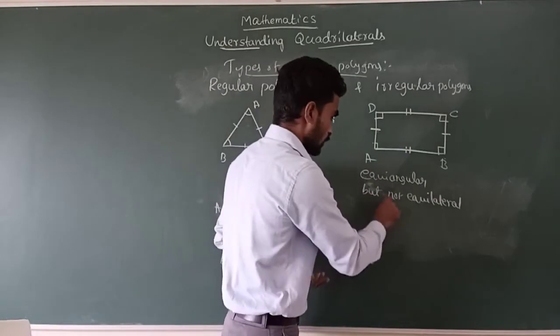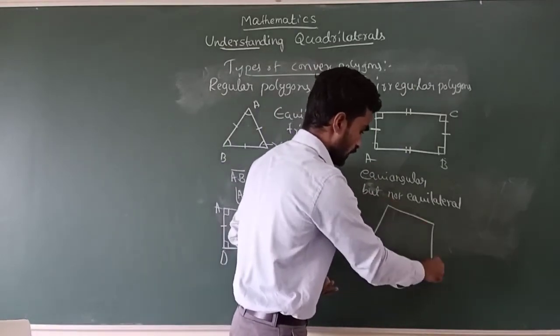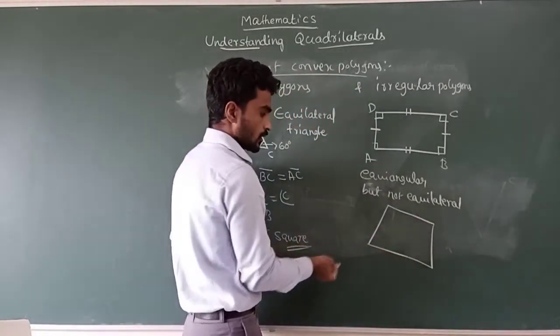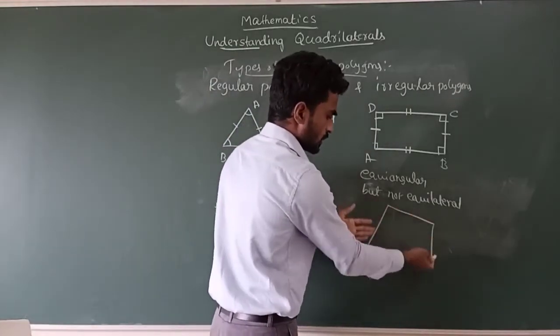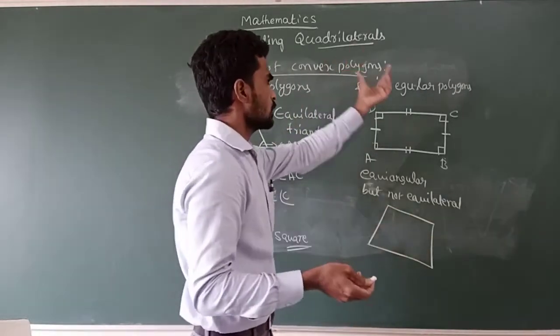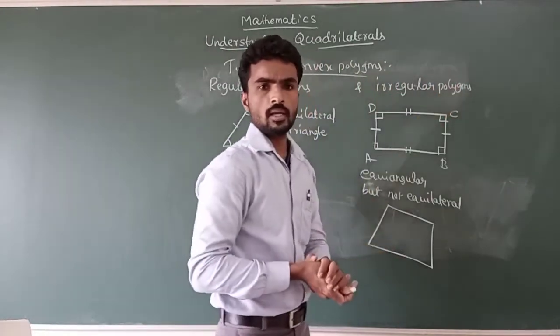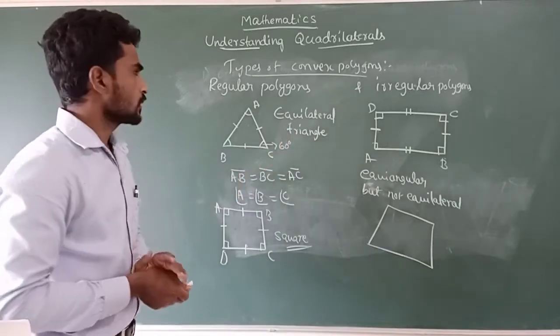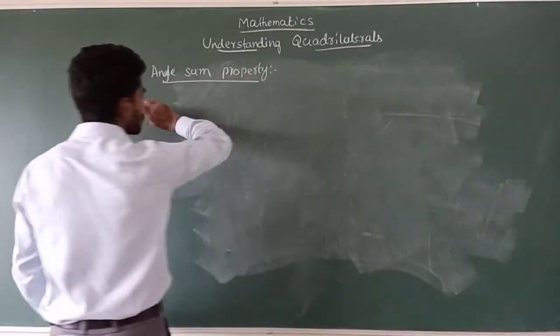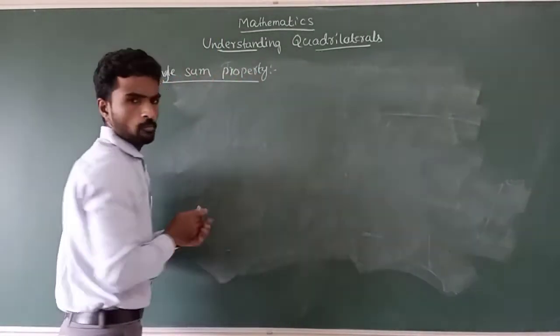In general, you can write any quadrilateral like this. Here no sides are equal, no angles are equal. These are also examples of irregular polygons. These are the types of polygons. Now we will discuss the angle sum property.